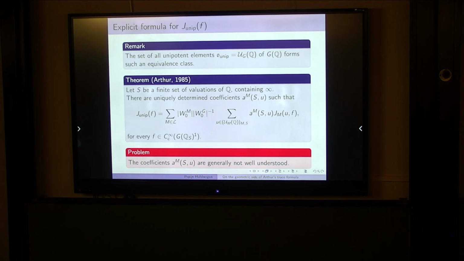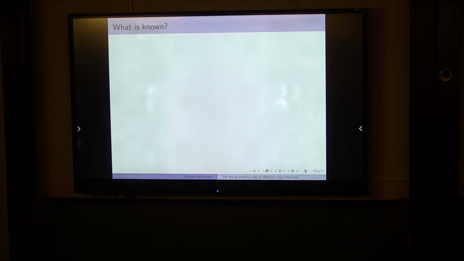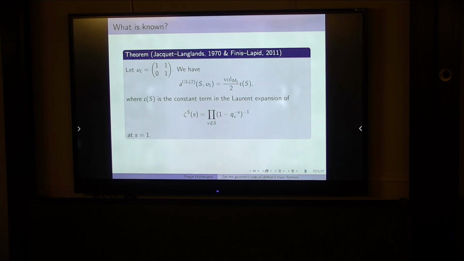And this is basically a problem one wants to tackle in this area. So one question then now is, what is known? What do we know? So there is a small class of groups for which these coefficients have been computed.